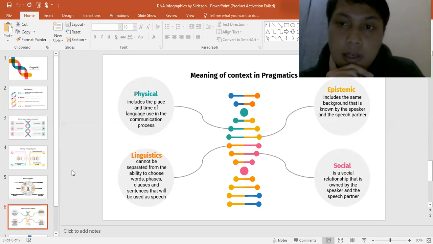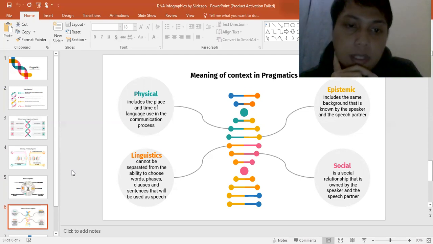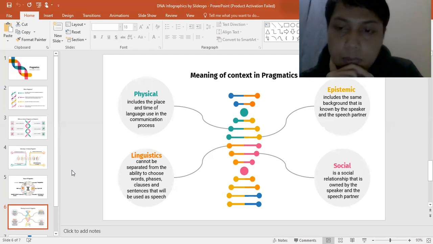And then number two, epistemic. It includes the same background that is known by the speaker and the speech partner. And then linguistic, which cannot be separated from the ability to choose words, phrases, clauses, and sentences that will be used as speech. And then number four, social. It is a social relationship that is owned by the speaker and the speech partner.